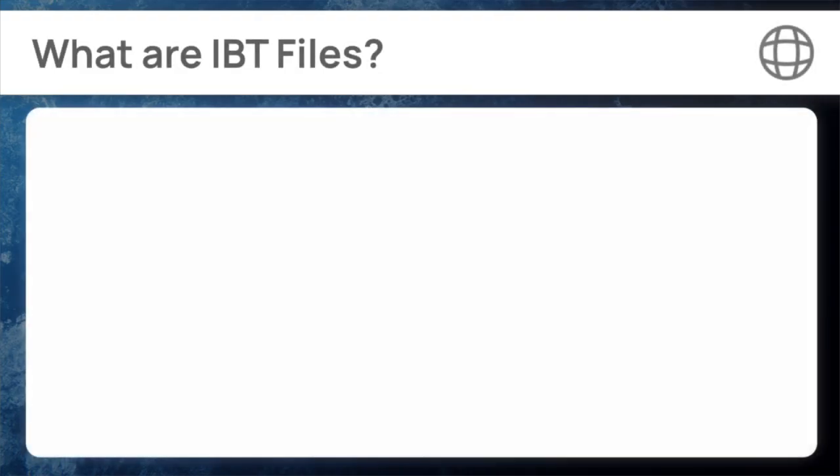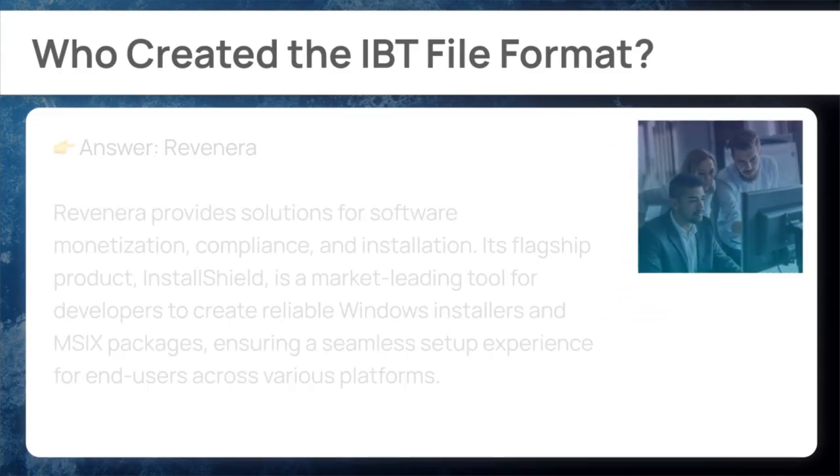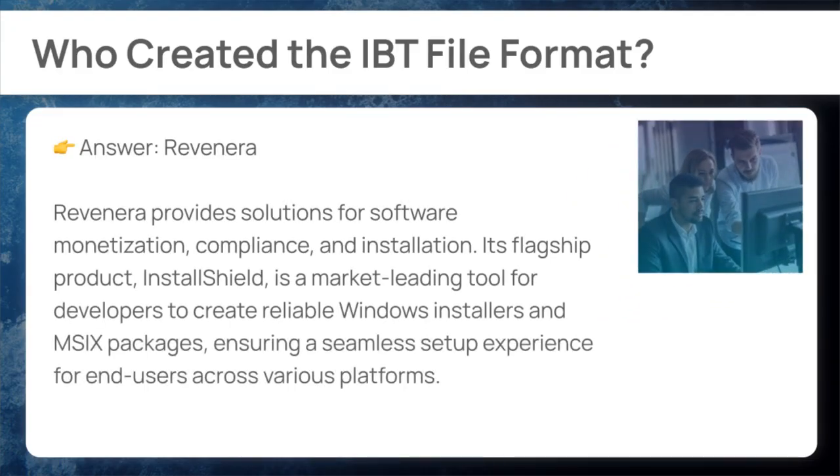An IBT file is a temporary file created by the InstallShield software installation utility during the setup process on Windows. Users typically find these files in their temporary folders after an installation is completed or has failed, and they are often trying to determine if the file is safe to delete to free up disk space.